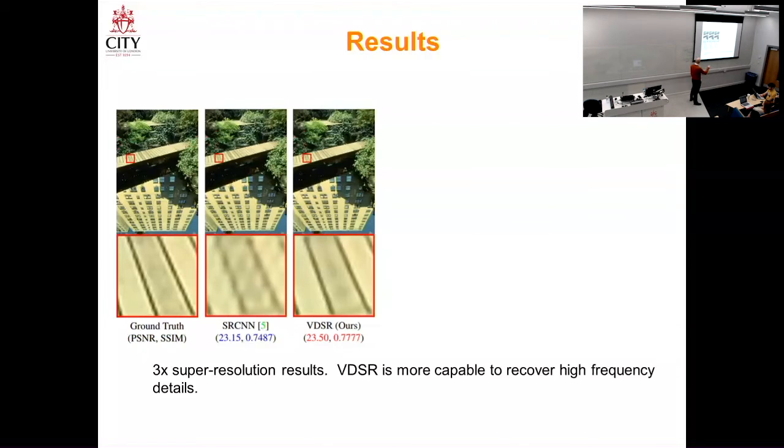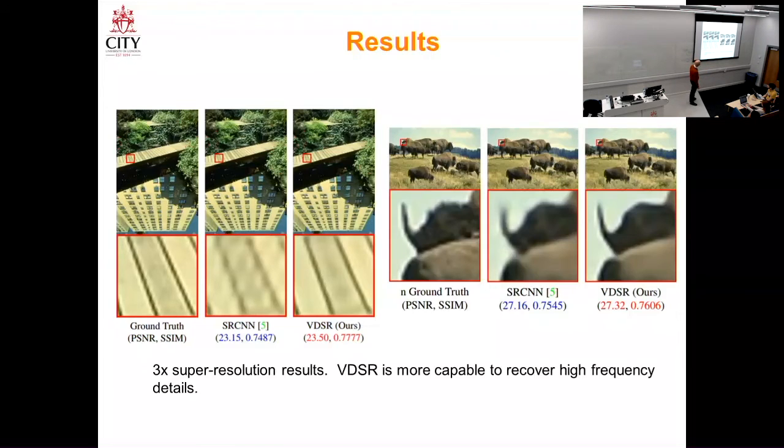What you've got here is the ground truth. Here's the result using SRCNN, so we just talked about that a few minutes ago. Here's the result using VDSR. So hopefully you can tell the details are a bit more crisp, and the PSNR is increased as well. Here's another example of some animals in the field. Again, you get more crisp detail using VDSR.